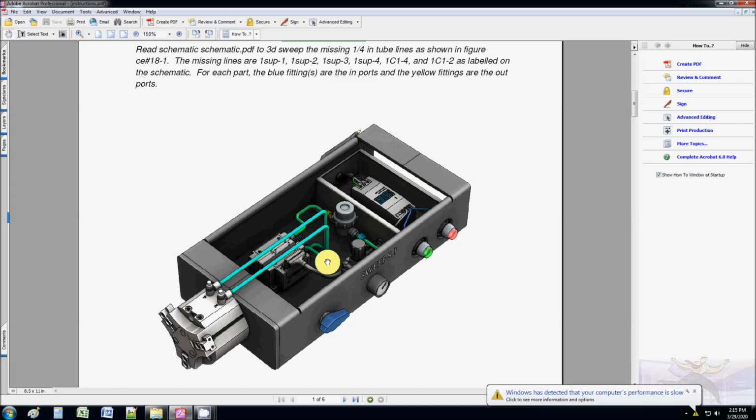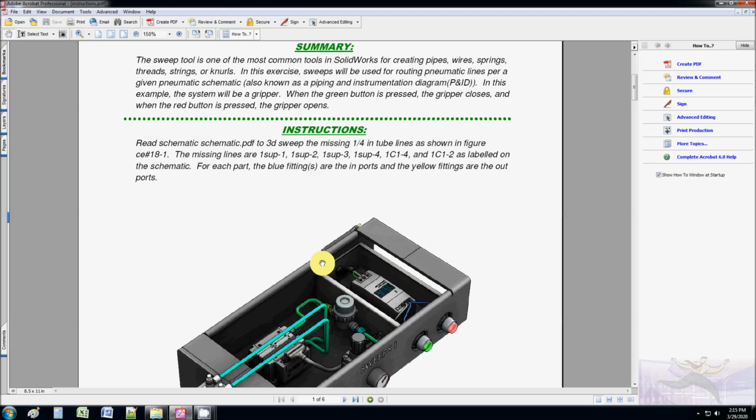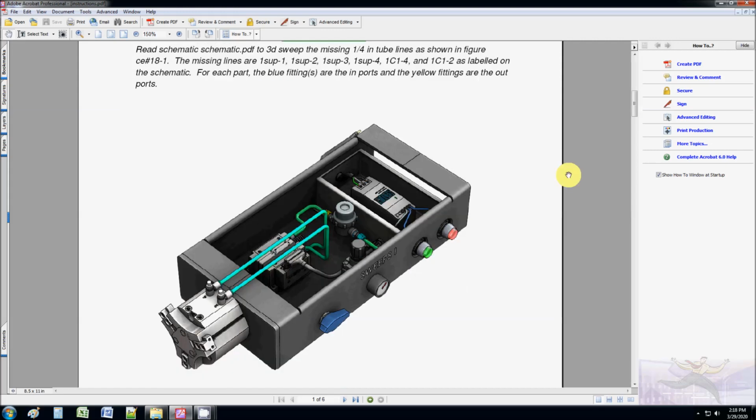You do this all the time in design. Whether you're designing a refinery, a pressurizer, a sampler, a waste treatment processing unit, it goes on and on. You always have to pipe tubes in your system. So today's topic is really more about fluid power than it is about sweeping.